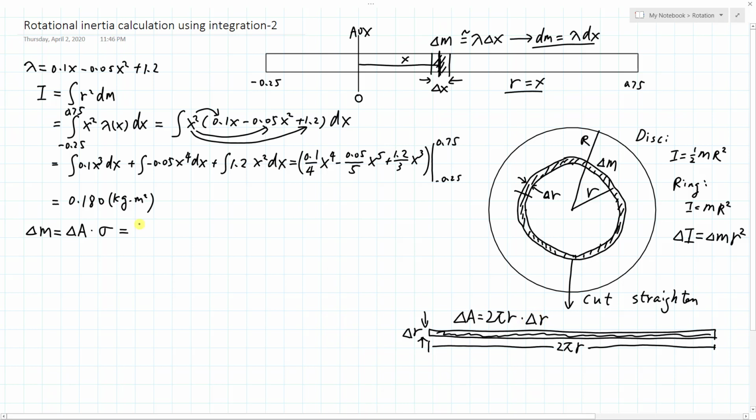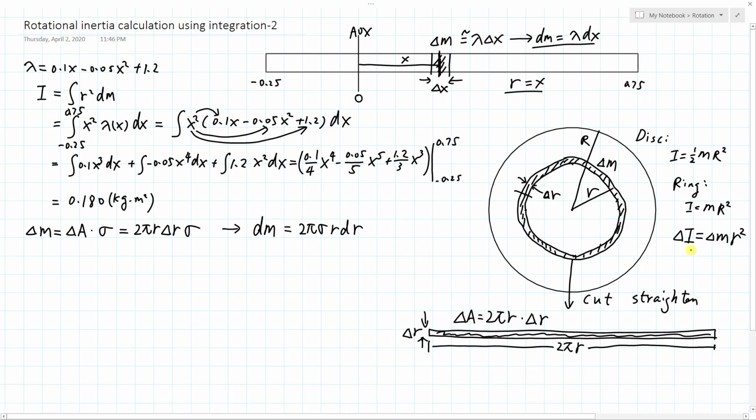Alright, so let's go back here and replace that delta A. 2 pi r delta r times sigma. And if we decide to cut the ring really thin and push delta r to 0 with the limit, then we get dm. Alright, so dm is equal to, this will be a dA, but don't worry about that, just turns this into a dr. So 2 pi sigma r dr. So that is the mass.